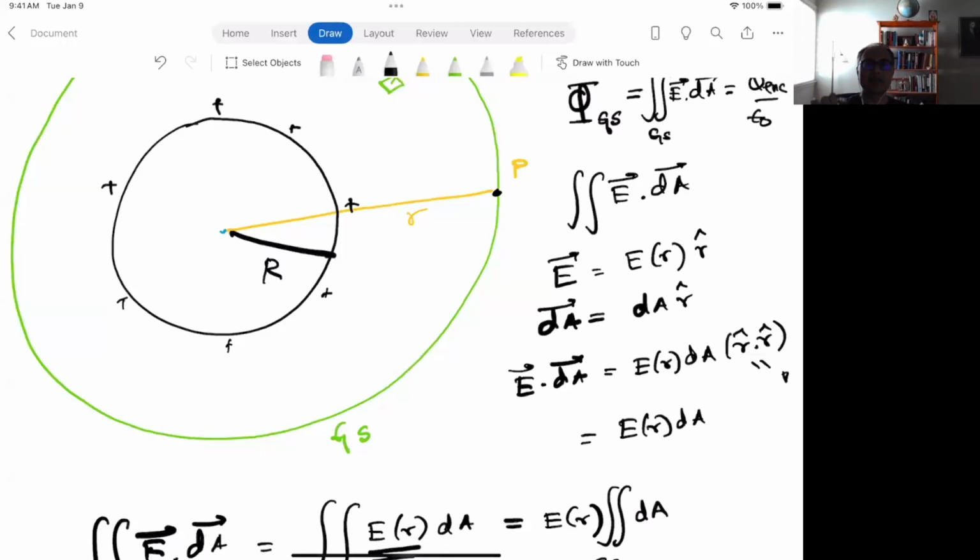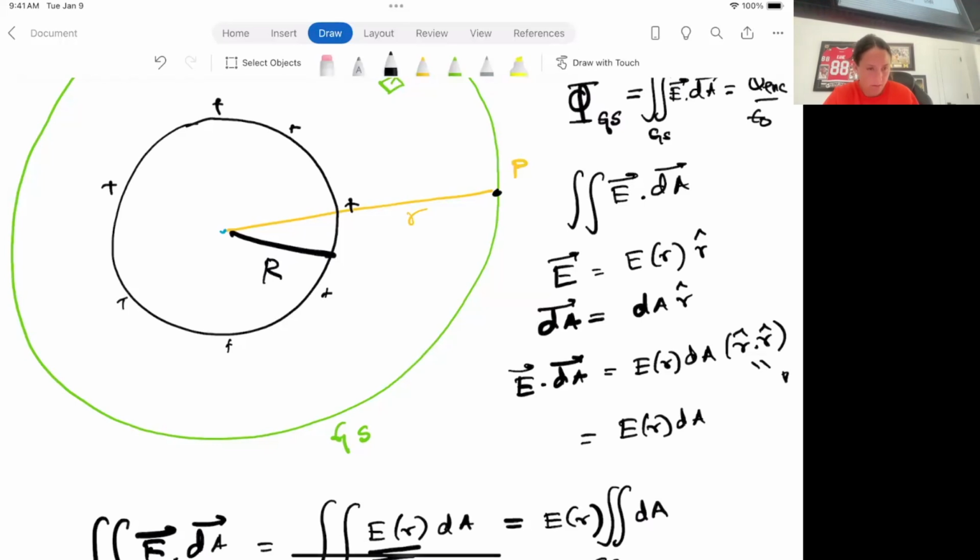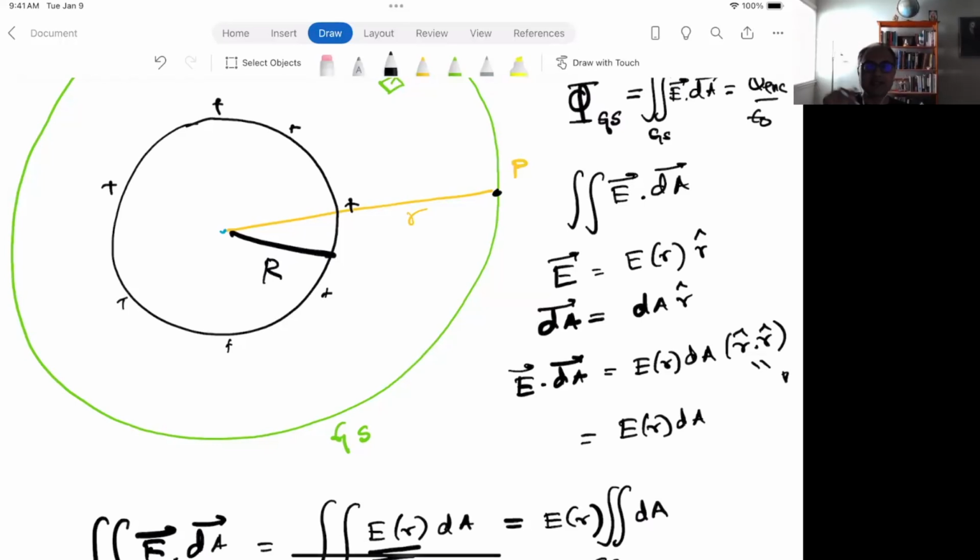That makes sense? So we are working with the green surface over here. Very good point. Thank you. And so we are doing the integral over the green surface. All right, everybody clear about that? Any other questions?